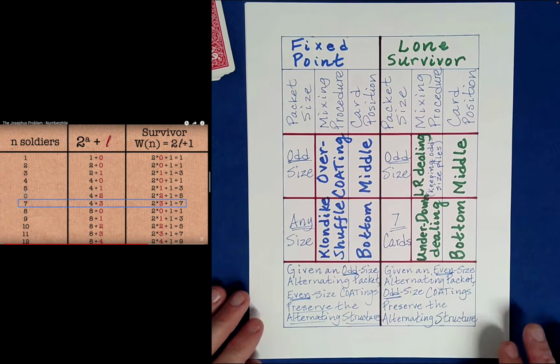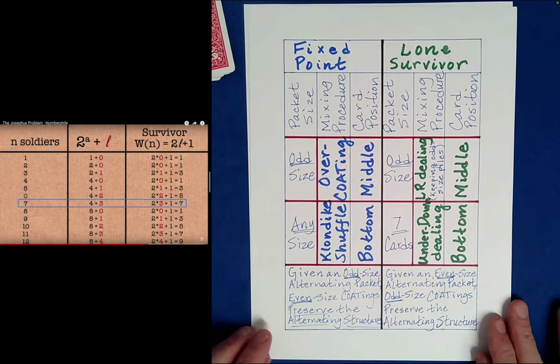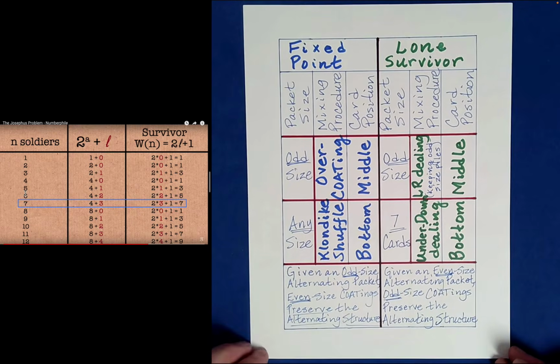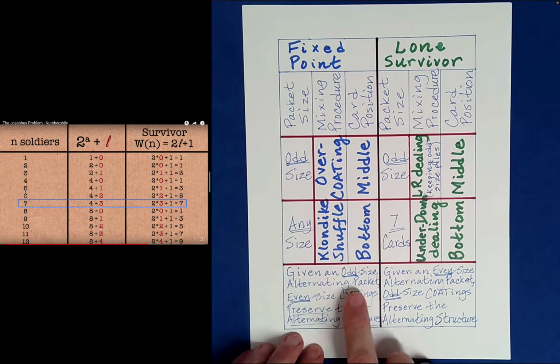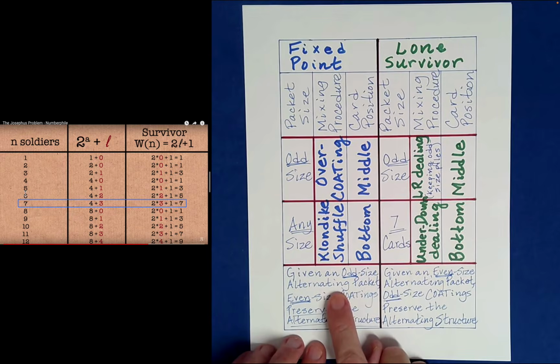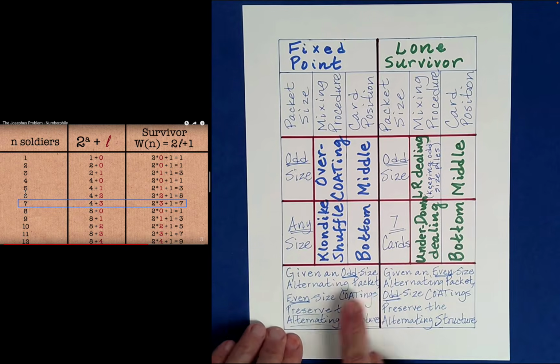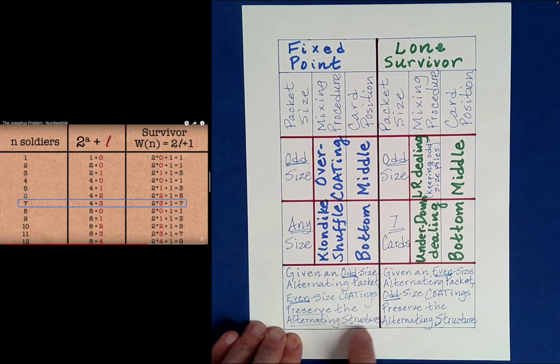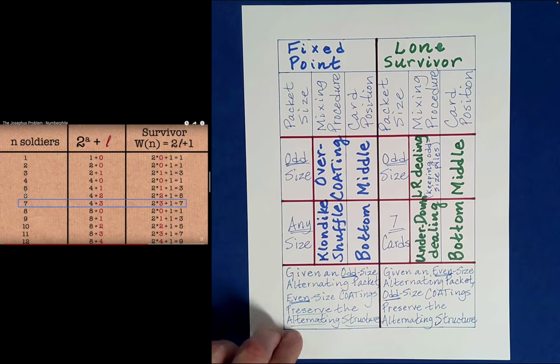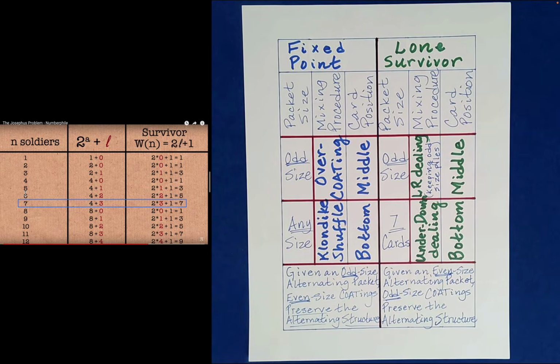So, I want to finish on these last 2 statements. These are really interesting. Given an odd size alternating packet, we'll talk about what that is, even size coatings preserve the alternating structure. So why don't we focus on that one first?